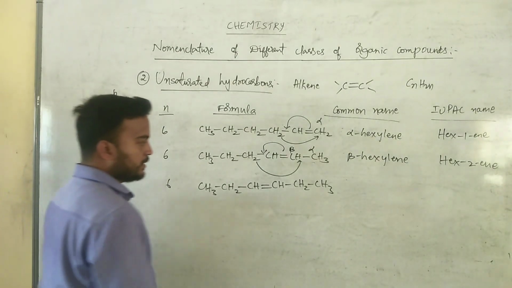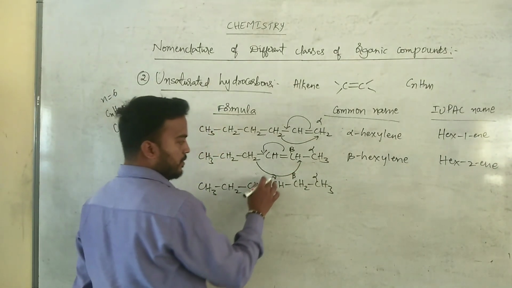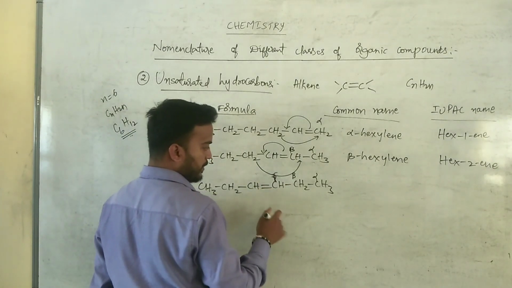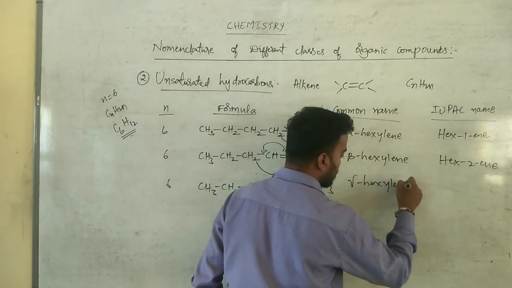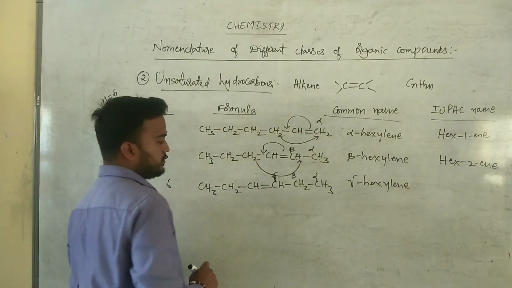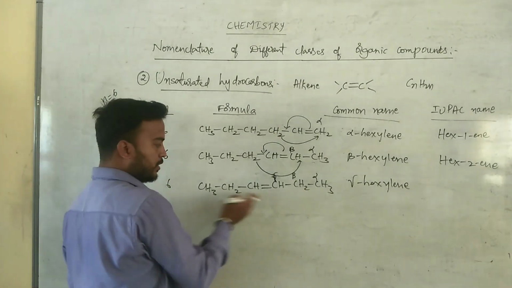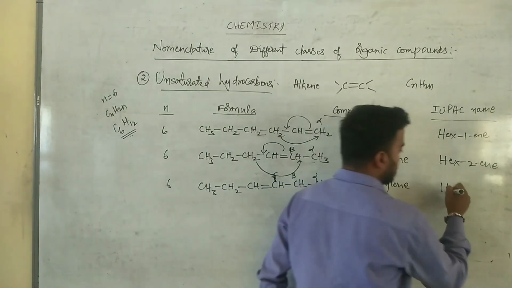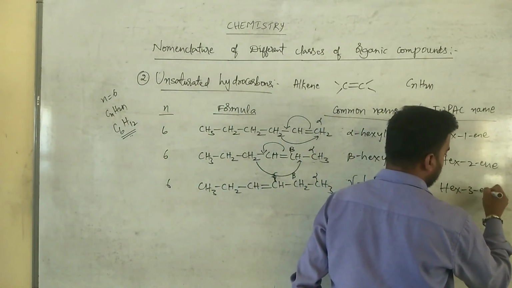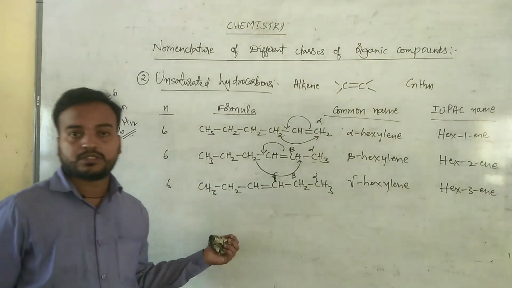Clear? So this is alpha, this is beta and this is gamma. Alpha, beta, gamma. So this is gamma hexylene. And what is the IUPAC name? 1, 2, 3. Whether you number from this side or from this side, 1, 2, 3, you get the same position, so hex-3-ene. So these are some examples for alkenes.